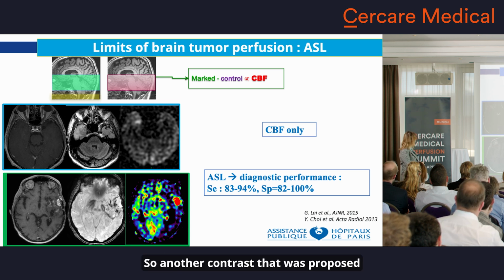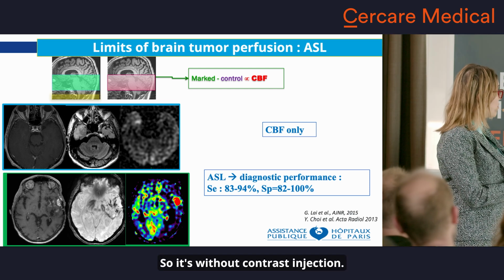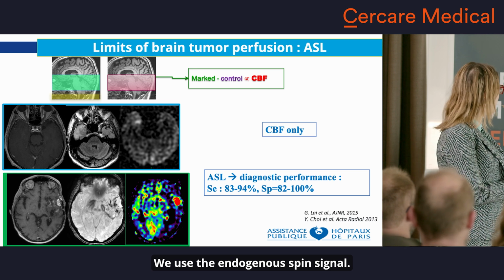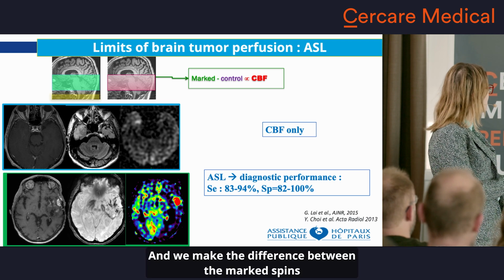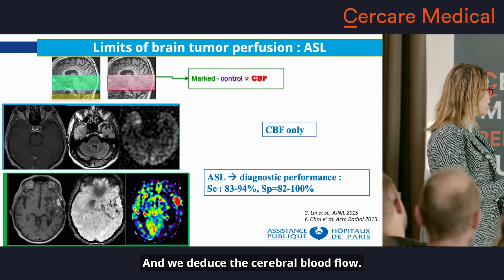So another contrast that was proposed is the arterial spin labeling. So it's without contrast injection. We use the endogenous spin signal, and we make the difference between the labeled spins and the control, and we deduce the cerebral blood flow.